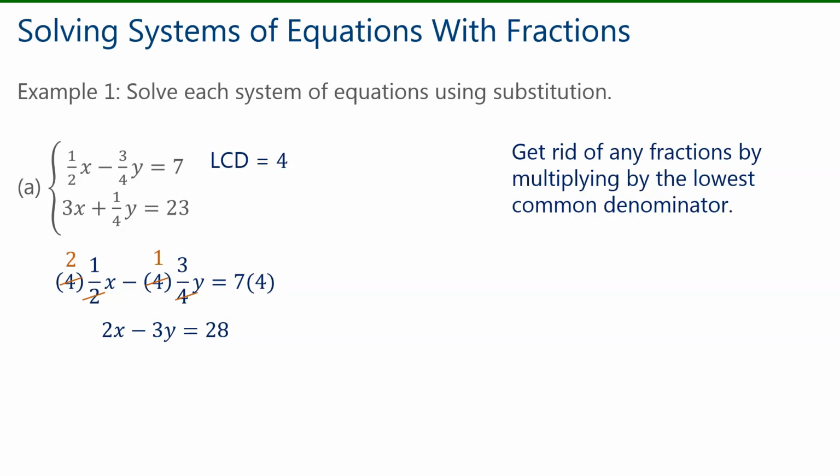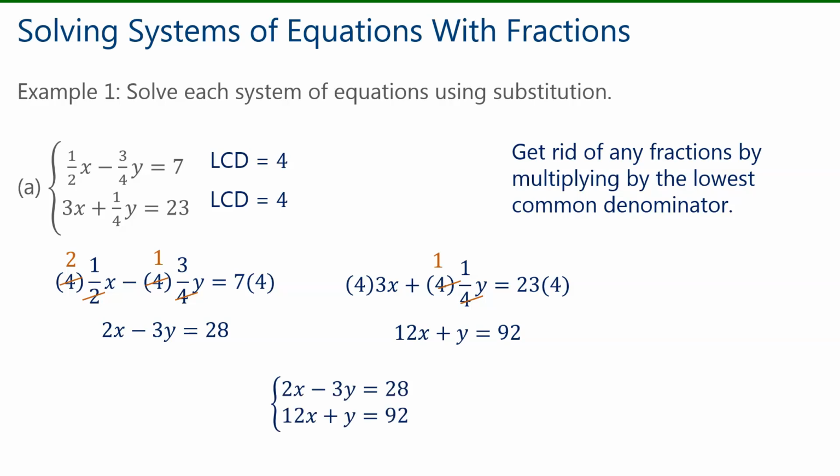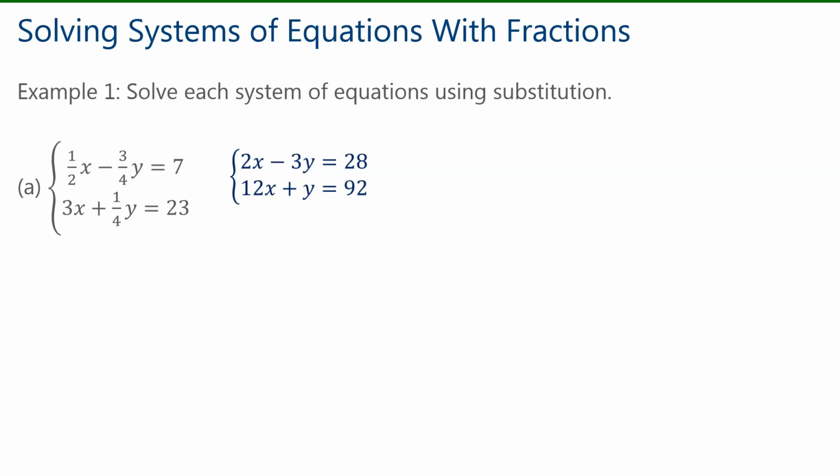So now let's repeat the process for the second equation. The only fraction I see here is 1 over 4. So that means the common denominator would be 4 here as well. So now multiplying each term by 4, I'm just going to reduce these 4's here to be 1. So I'm left with 4 times 3x, which is 12x, 1 times y, and then 23 times 4, giving me this equation here. So now writing these two equations together, this is a new system that we can work with.